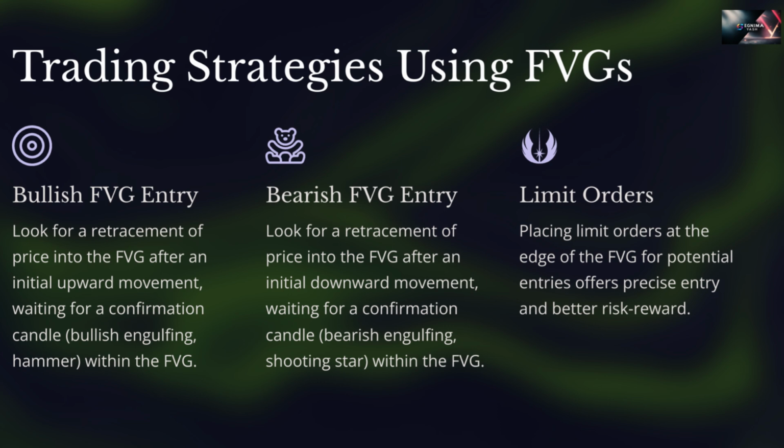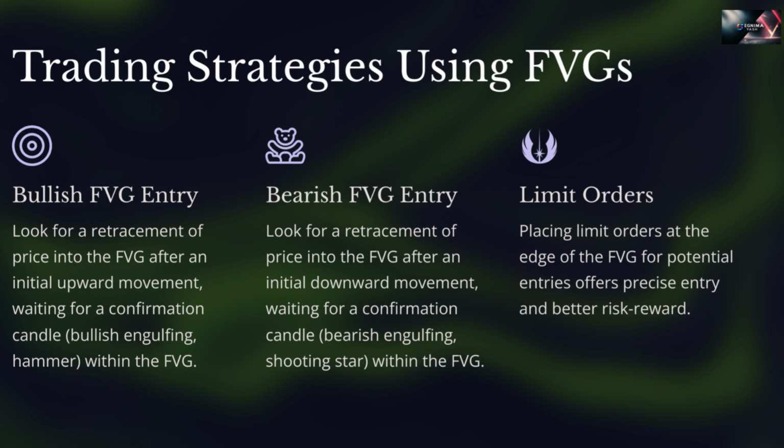Trading strategies using FVGs. Bullish FVG entry: look for a retracement of price into the FVG after an initial upward movement, waiting for a confirmation candle. Bullish engulfing, hammer within the FVG. Bearish FVG entry: look for a retracement of price into the FVG after an initial downward movement, waiting for a confirmation candle. Bearish engulfing, shooting star within the FVG.